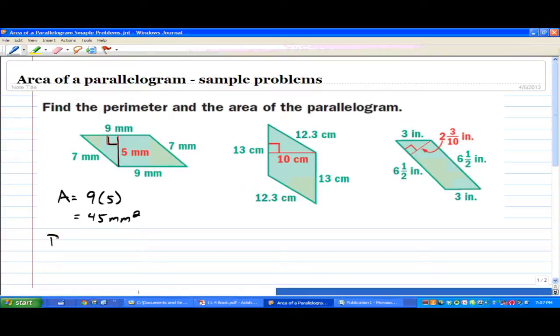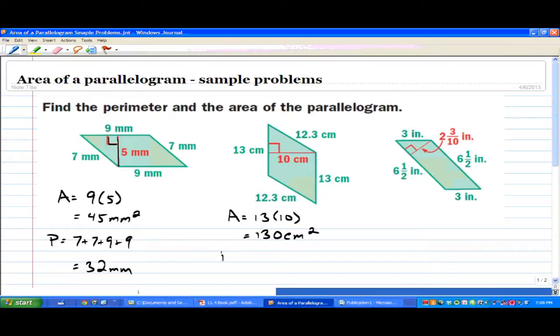The perimeter is the distance around the outside, so I have 7 plus 7 plus 9 plus 9 is equal to 32 millimeters. Okay, now the next one. Don't let the decimals be a big deal. They shouldn't be confusing. The area here, again, look for that little box. I have 13 times 10. Area is 130 centimeters squared.